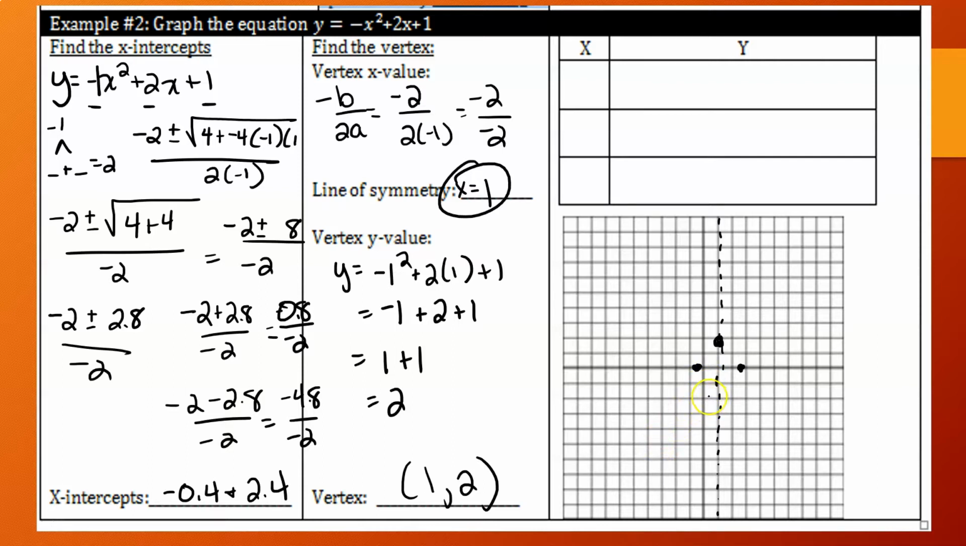Remember, I need 2 more points to flesh out the parabola. I like to find the y-intercept by making x equal to 0, because this becomes -0 squared plus 2 times 0 plus 1. That's just 0, and 0 plus 1 is 1. So that's the point (0, 1), which is right about there. And remember, I'm going to use symmetry to help me. If that point is 1 space from the line of symmetry, then the other side has a point 1 space from the line of symmetry, and then I can just count over. That's the point (2, 1). And then I can just draw in my curve here, and that's my parabola.